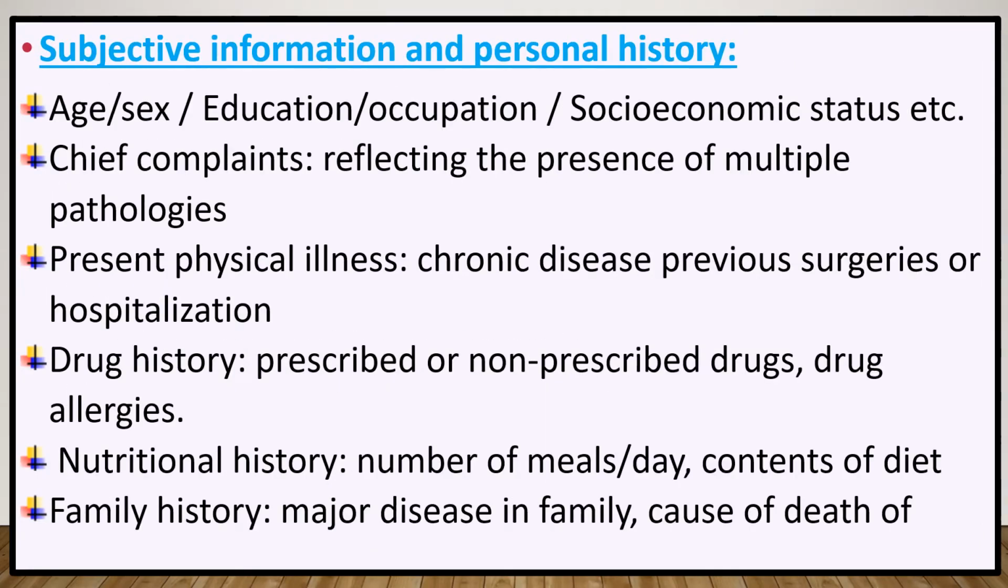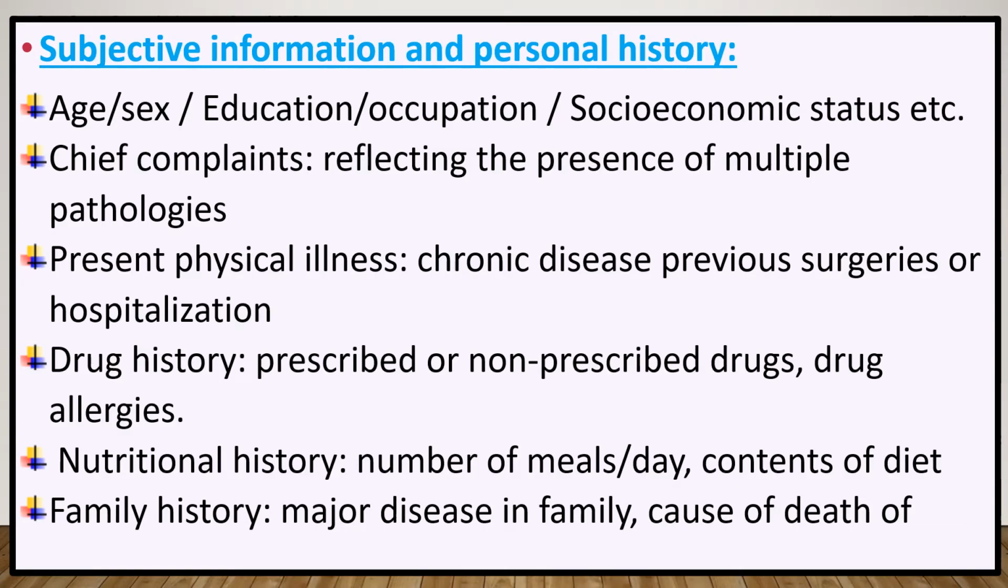After that, we will move to the subjective information and personal history, which will give a clear vision about the elderly patient and help us in evaluating all his conditions, either medical, social, psychological, etc. We must take his age, sex, education, socioeconomic status, and his chief complaint for evaluating his multiple pathologies or comorbidities, the presence of physical illness such as chronic diseases, previous hospitalizations or surgical procedures, or if he's using hearing or visual aids, or other sensory aids.